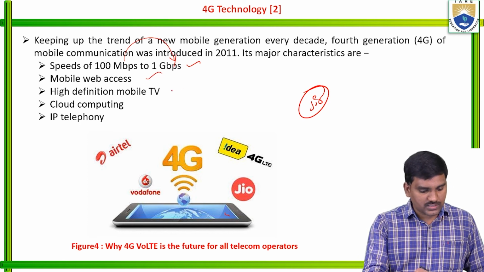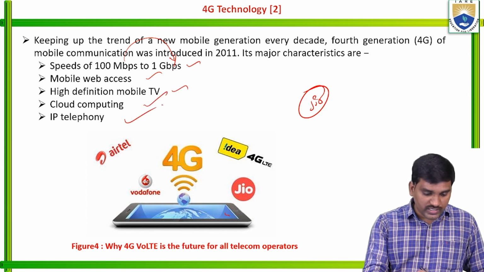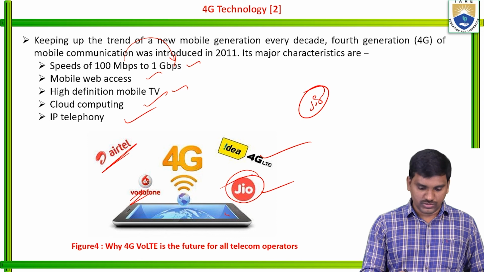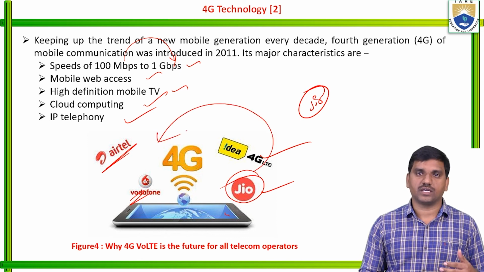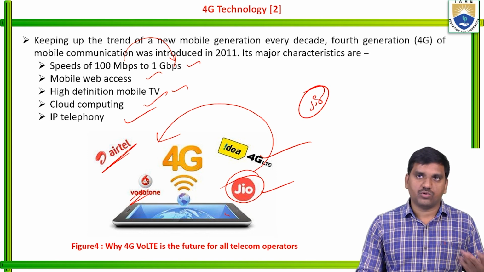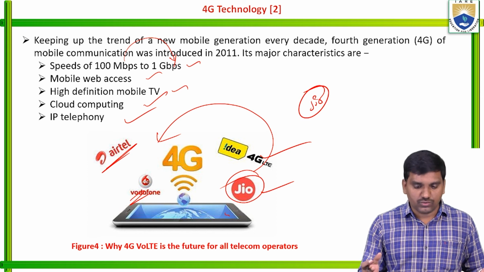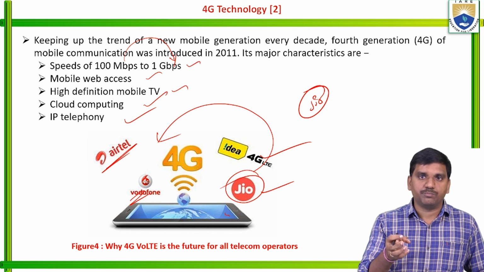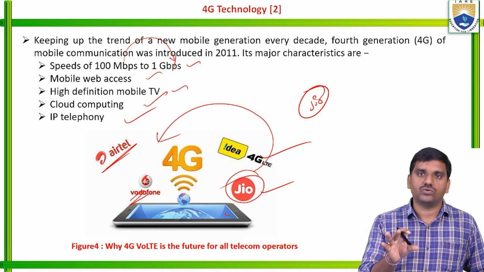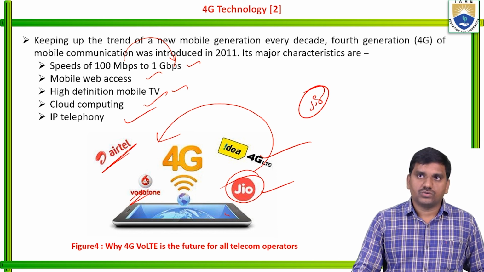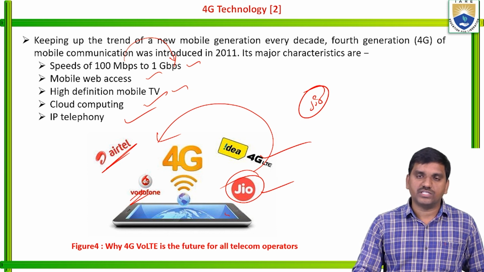Next, mobile web access, high definition mobile TV, cloud computing, IP telephony. We have different companies like Airtel, Vodafone, Idea, Jio, starting from Jio to the remaining companies. So this is about 4G technology: speed, mobile web access, high definition mobile TV. We have more information on 4G, but these are some important characteristics of 4G we have to know. We don't need the entire process right now. So this is the comparison of 1G, 3G and 4G technology.